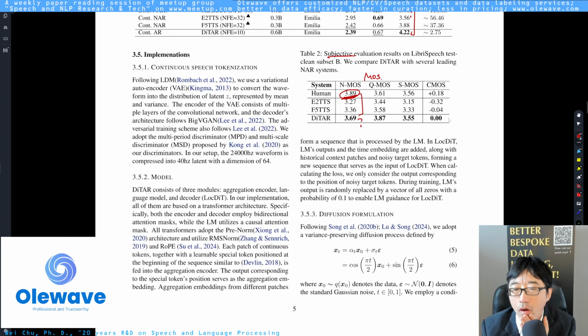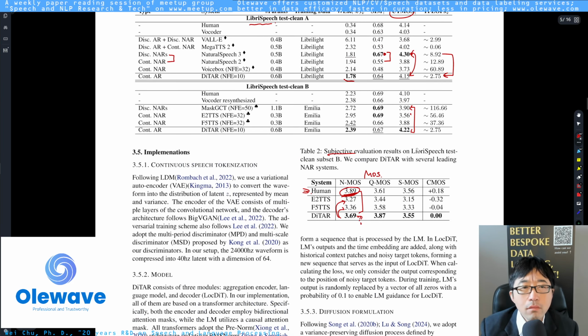Okay. Oh, they're saying what they mean is, okay, this is human. This is the target speech. They're showing this as a base score. So this one is better than this and this. Okay, and these two systems are NAR systems. That's why they're saying this is better. And this is better, yeah, for sure. They're doing better than the other two, E2-TTS and F5-TTS.